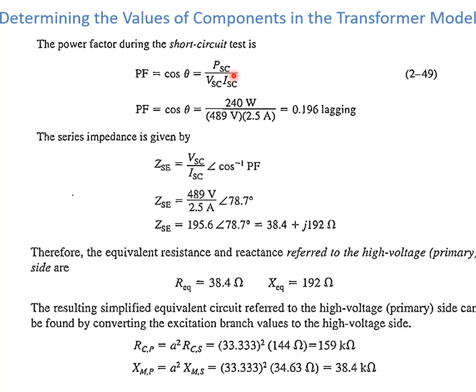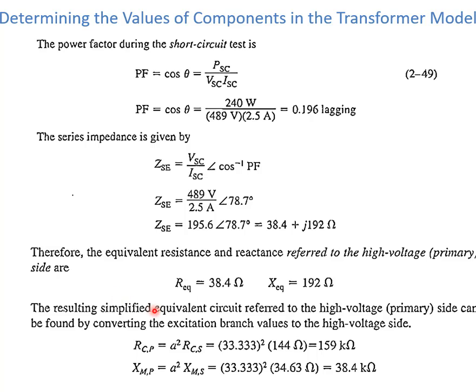Similarly, for the short circuit side, we have this power factor calculated, and then again ZSC, which is VSC over ISC, and then putting these values, ZSC is found out to be 38.4 plus j192 ohms. Now R equivalent is 38.4 ohm, straightforward, and X equivalent is 192 ohm, and this is referred to the high voltage side.